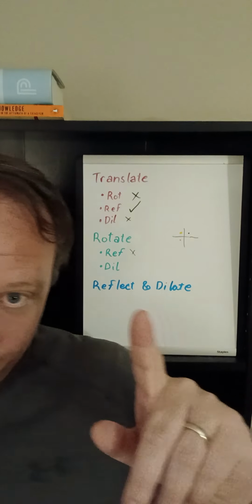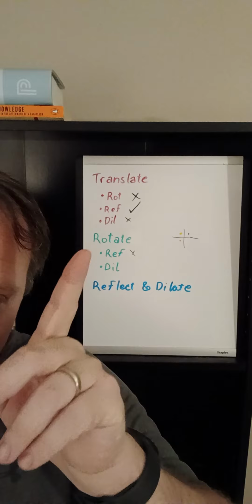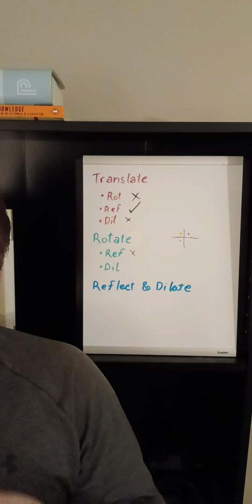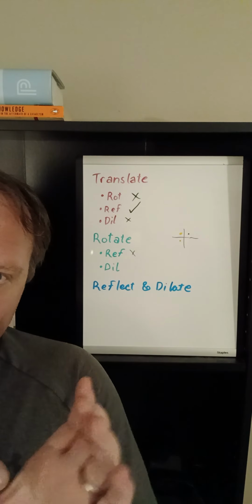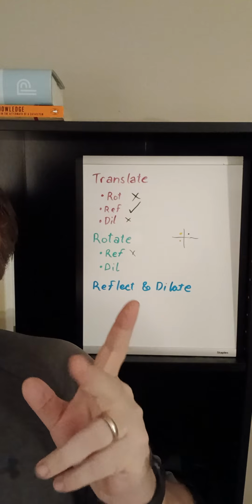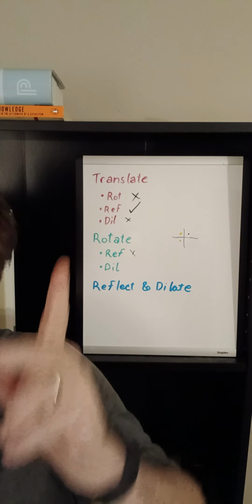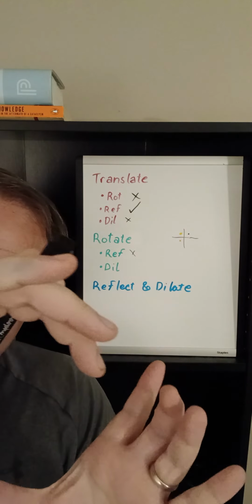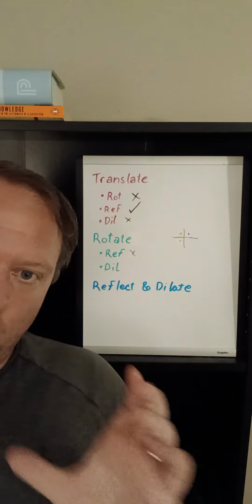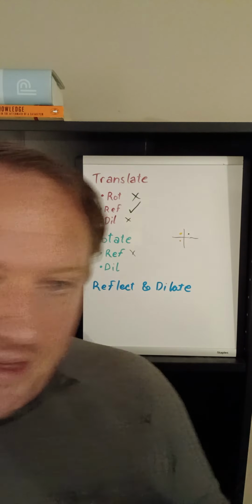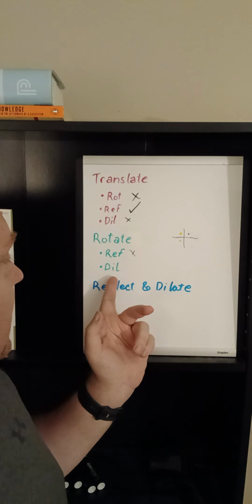Now, this might be a little bit of cheating, but I think it's just intuitively obvious that rotating and dilating, because they're both circular operations that are centered on the origin, it's not going to matter what order you do them in. You spin everything around and blow it up, or you blow it up and spin everything around. You'll get the same result. So these two do commute.